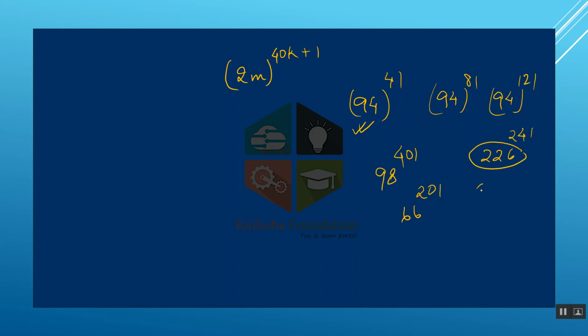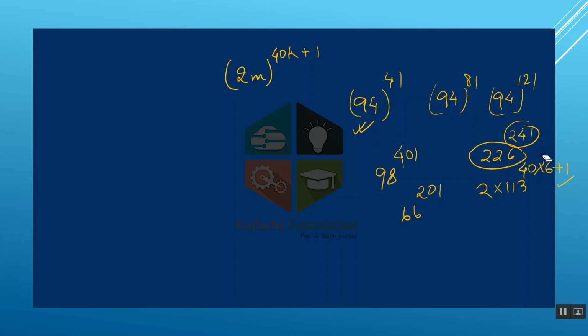It is 2 into 113, that is 2m raised to the power 241, that is 40 into 6, 40 into 6 plus 1, 240 plus 1. Okay, so it is 2m raised to the power 40k plus 1. M is an odd natural number not ending in 5. So these are the cases.